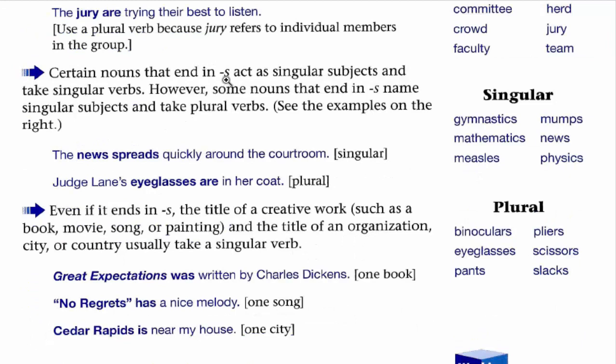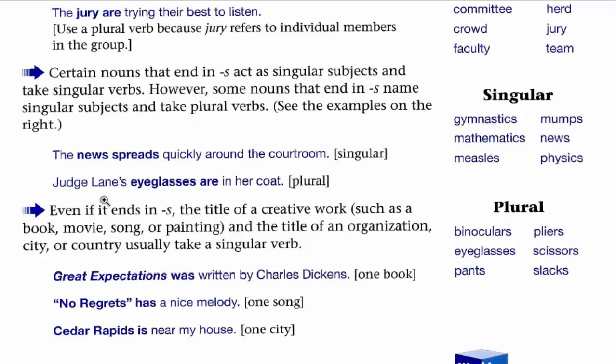Certain nouns that end in S act as a singular subject, like here. They end in S and they are still singular and take singular verbs. However, some nouns that end in S name singular subjects and take plural verbs, like here as well. So pay special attention to these two groups. For more details about this, let's read the examples. The news spreads quickly around the courtroom. News is singular, spreads is singular. It's singular because news here falls into this list, which is always singular.